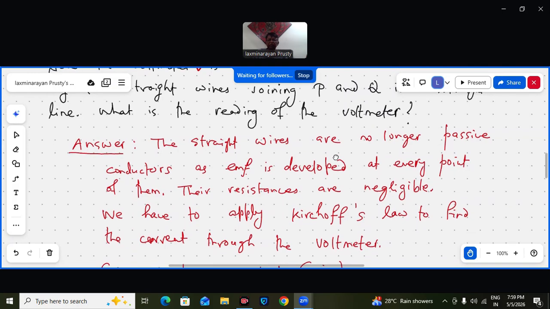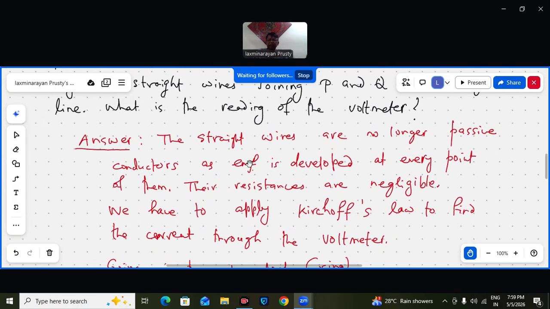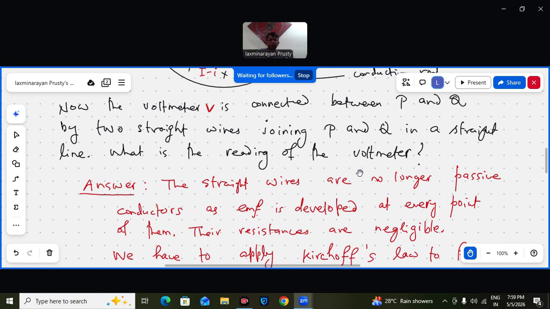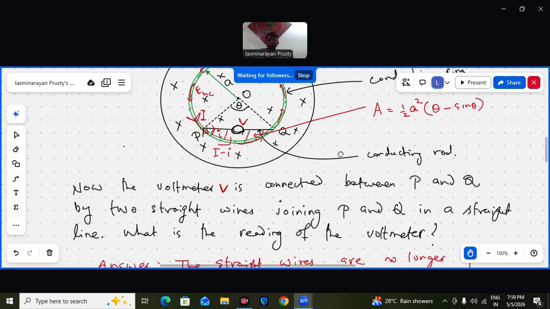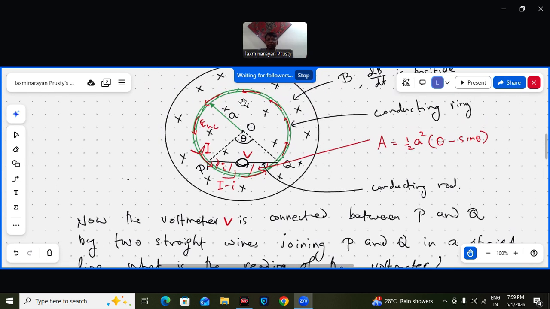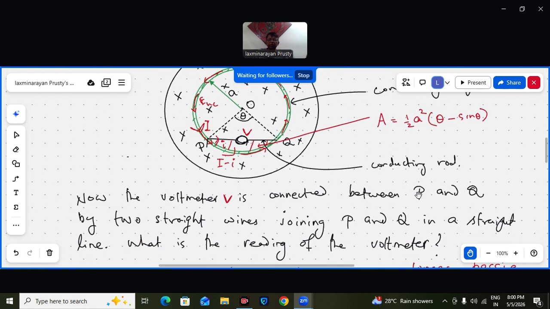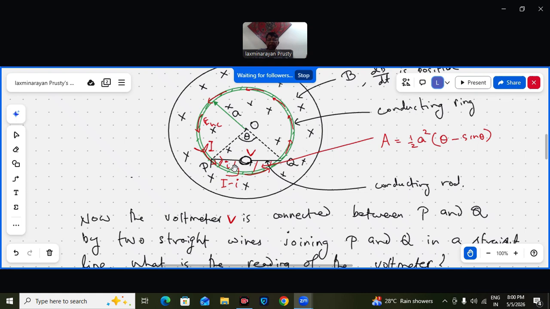The question is about the straight wire. आंसर देखेंगे. Straight wires are no longer passive. They become active, as I discussed earlier on the first page. So what will I do? I'll apply Kirchhoff's law. Let's say the total current in this ring is capital I. Out of that, small i flows through the voltmeter branch, and capital I minus small i flows through this PQ branch.